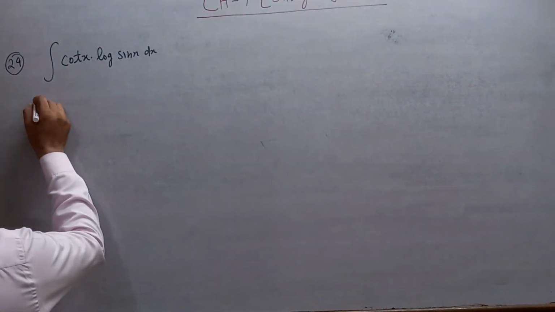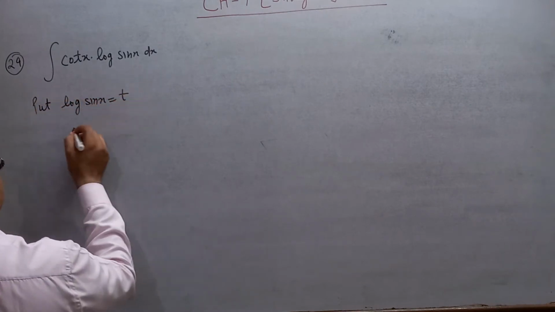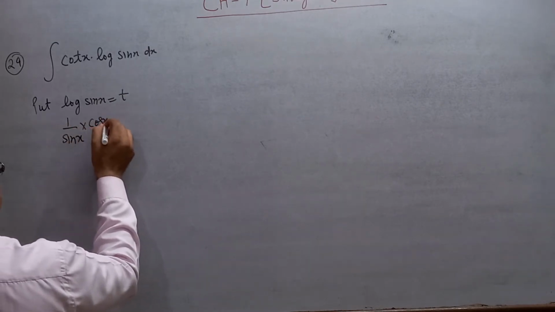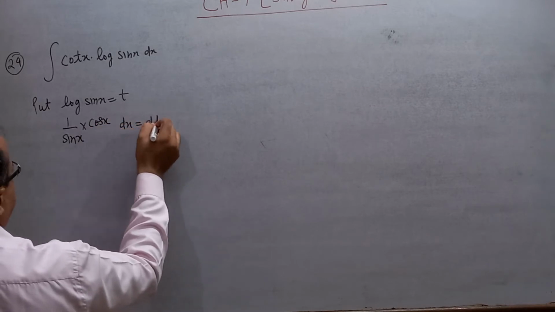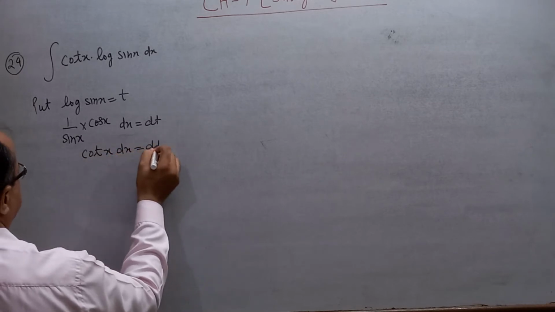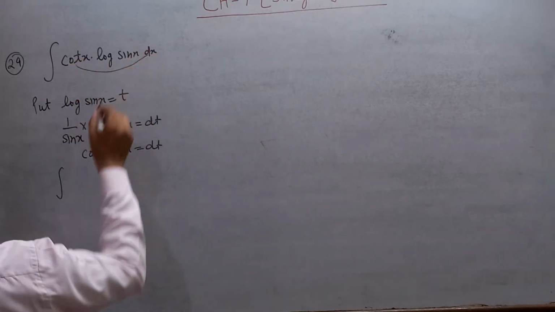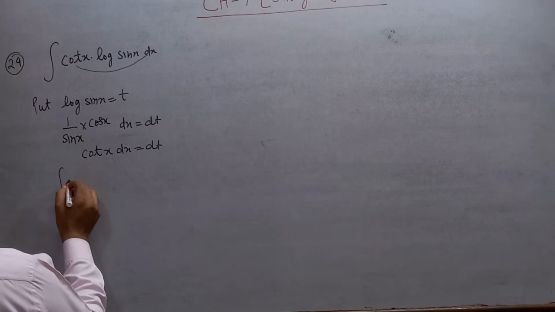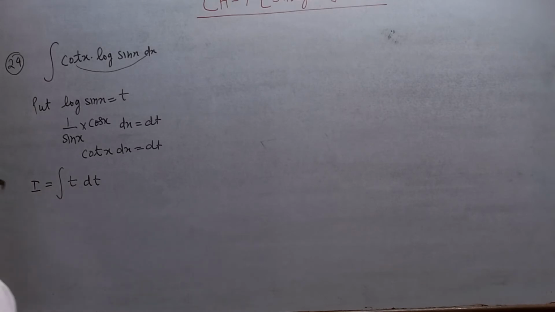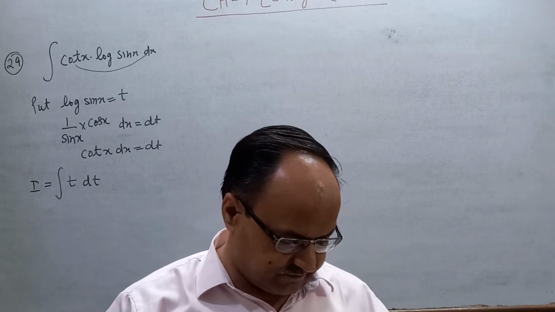In this question, put log sin x is equal to t. 1 by sin x, and the derivative of sin x, that is cos x dx is equal to dt. Cos by sin, you know very well, cot x dx, that is dt. And in place of cot x dx you can write dt, and in place of log sin x you can write t. And the integration of t, you know very well, is t square by 2. Then put the value of t. Correct?